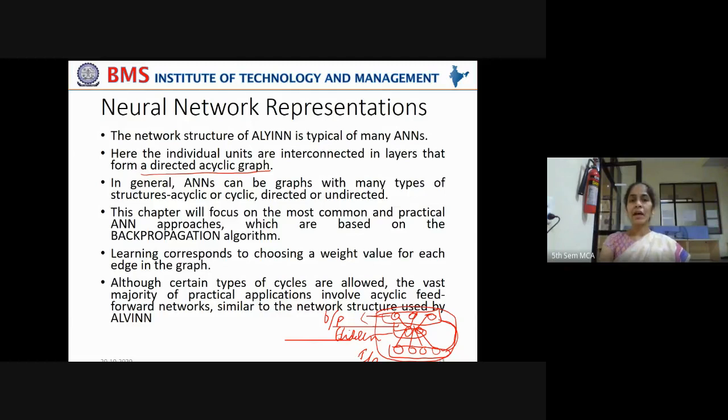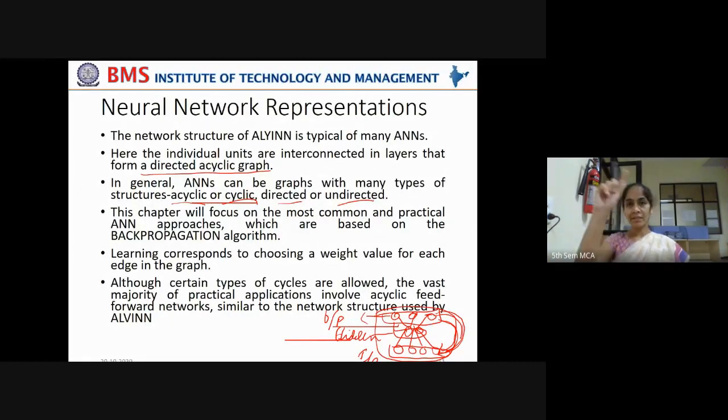Now in general, artificial neural networks can be graphs with many types of structures. They can be acyclic, they can be cyclic, they can be directed, they can be undirected also. Sometimes if the output of the output layer is again given as input to the input layer, we call it a cyclic graph, because there is again a cycle. The output of the output layer is again fed as input to the input layer. This is called back propagation. After some output is given, that is propagated back as input to the input layer.